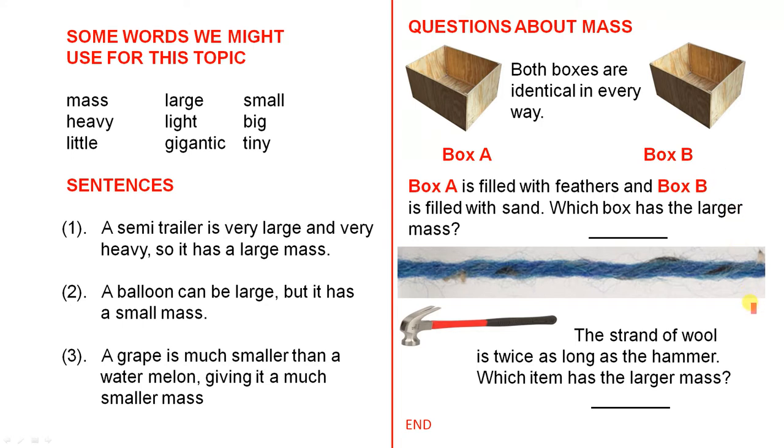The next one. The strand of wool is twice as long as the hammer. So there's the strand of wool. There's the hammer. Which item has the larger mass? So you might have these concrete materials, or you might be able to bring them into the classroom, but if you didn't, I'm sure the students can work out the answer. So basically this topic has introduced the students to mass, and we've done some comparisons between objects.